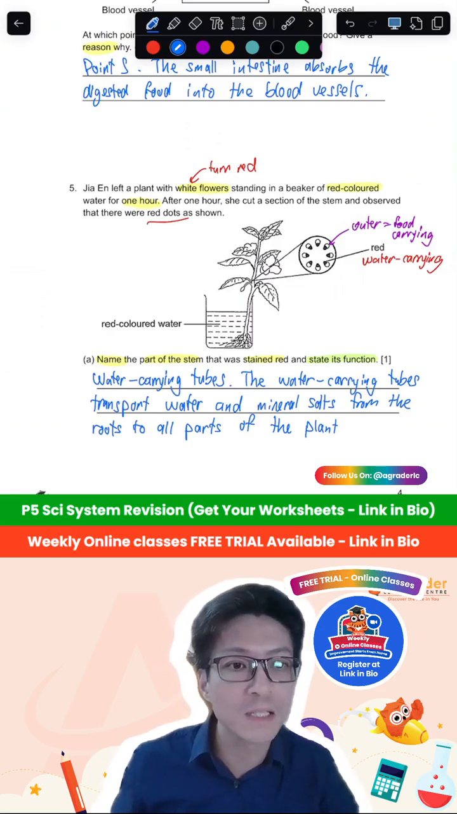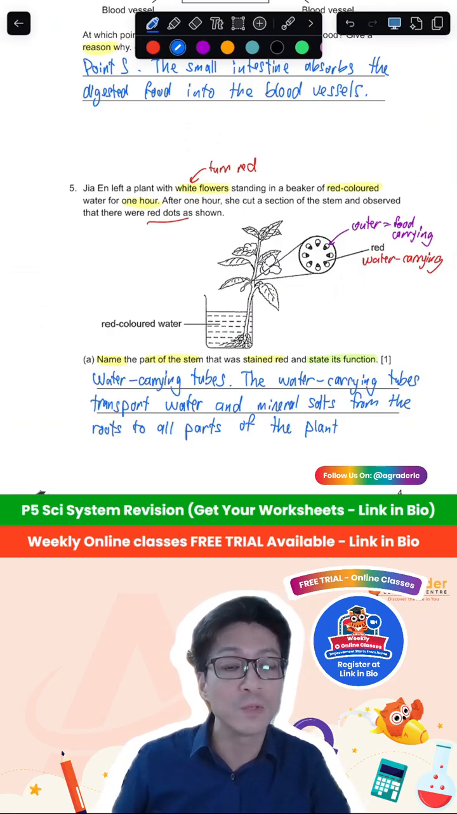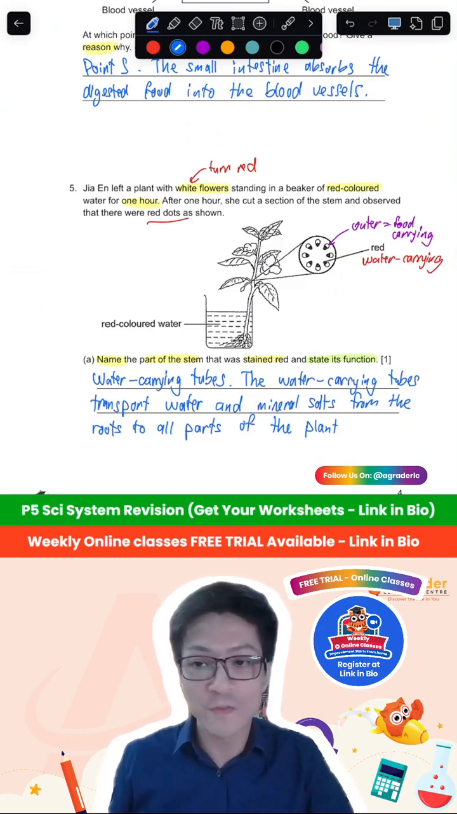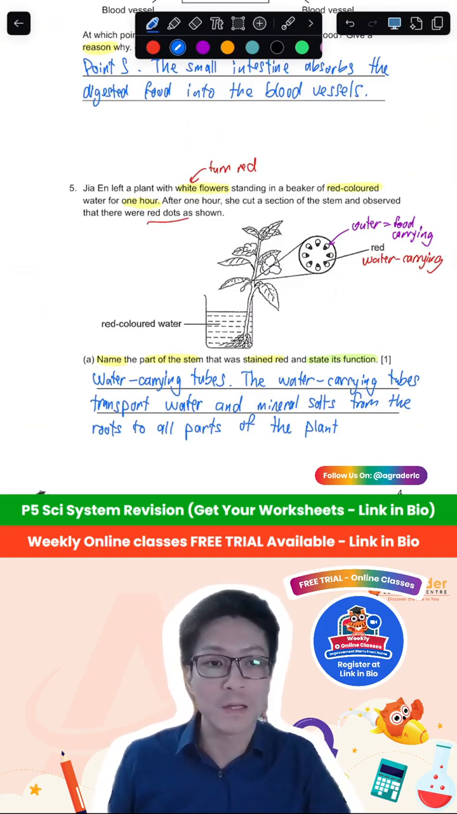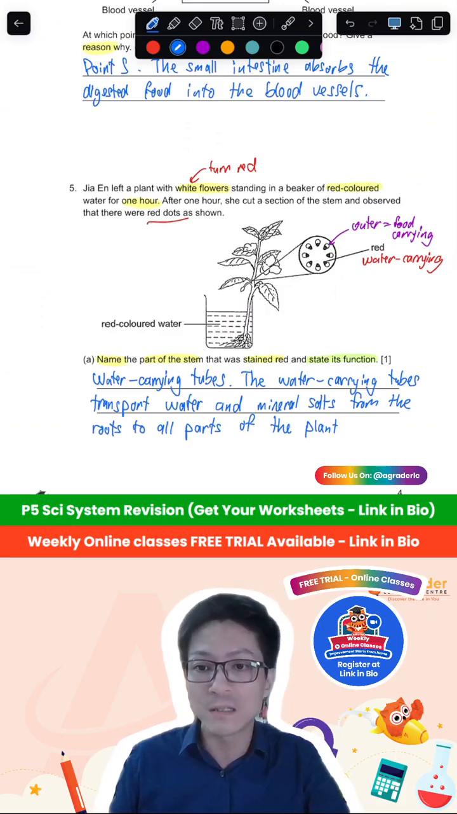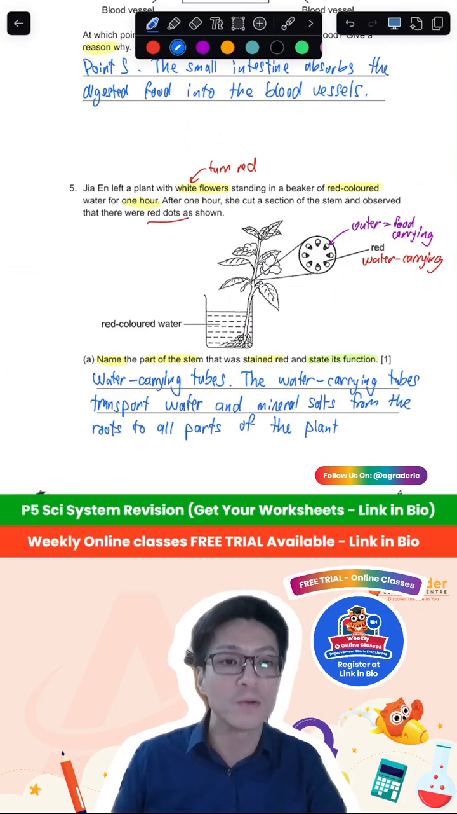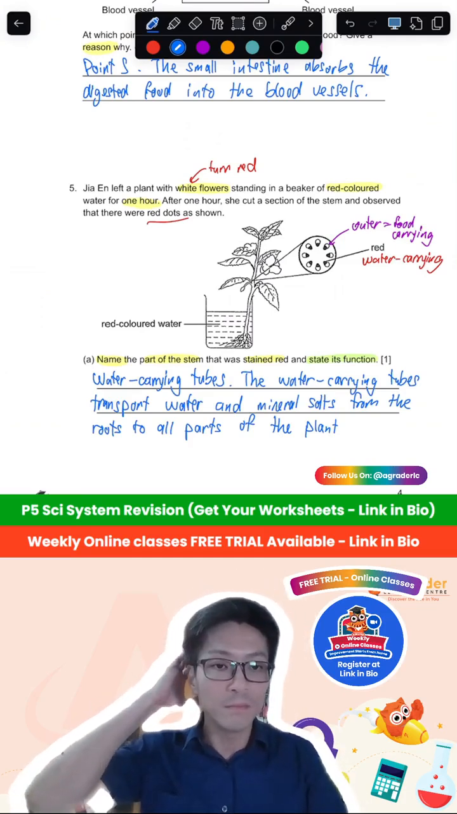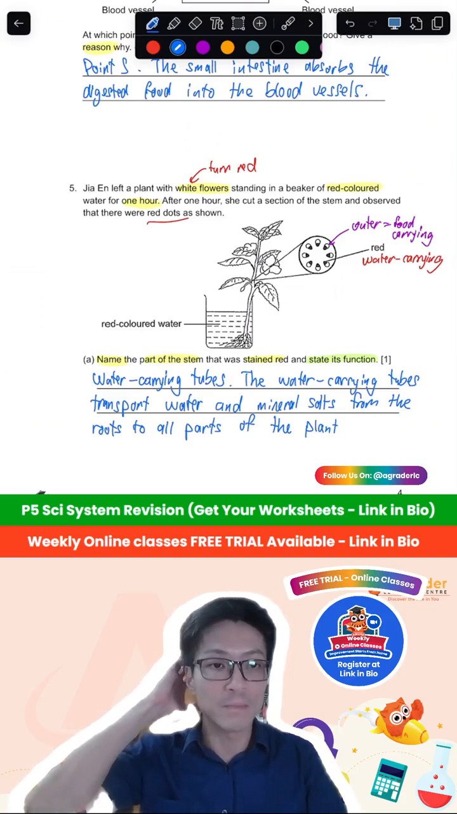Okay, Giselle, the part that was stained red is the water carrying tube as it carries water to all parts of the plant. Okay, Giselle, I'm not sure if you're answering part A, because part A is not asking you what is the function. Actually, they ask you to name the part of the stem that's stained red. I think you already identified it and carries water to all parts of the plant.